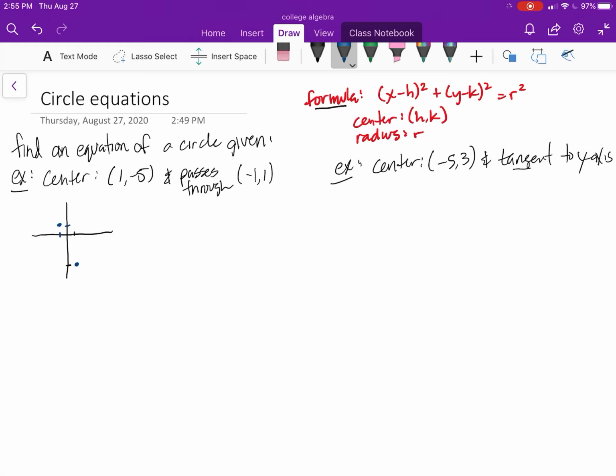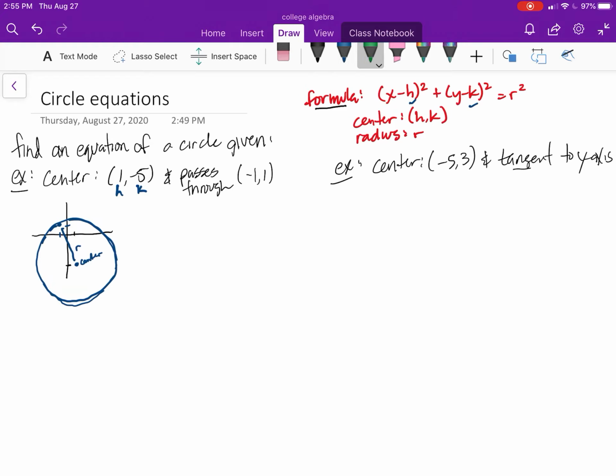Looking at that, I can't really visualize what the length of this radius is, right? If it passes through there and here's the center, then the circle, again rough sketched, looks something like that, right? To write this equation, I need the center, which I have. Here's h and k, awesome, done, right? But now I need r. So that's where we're at with this one.